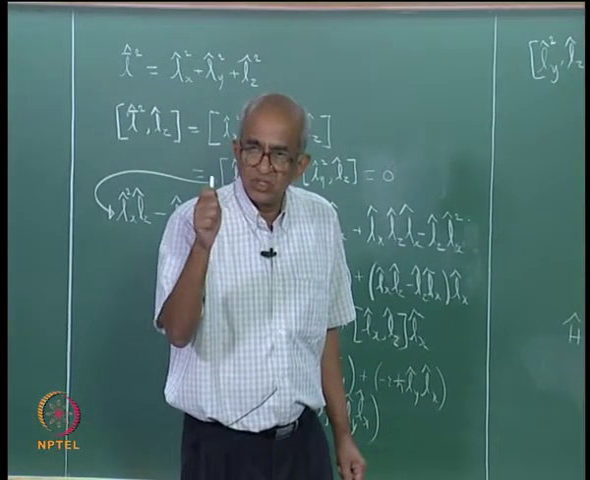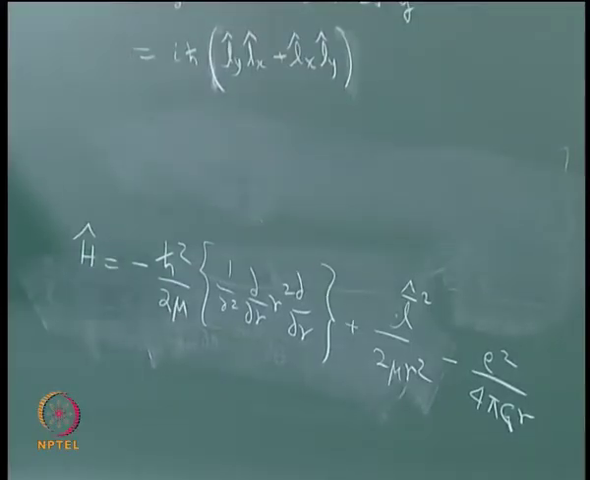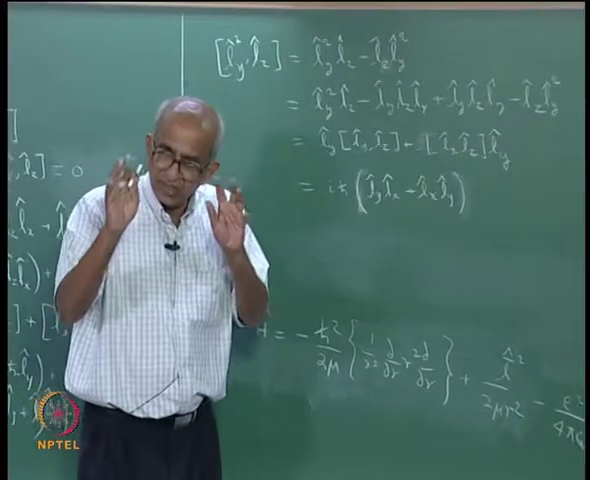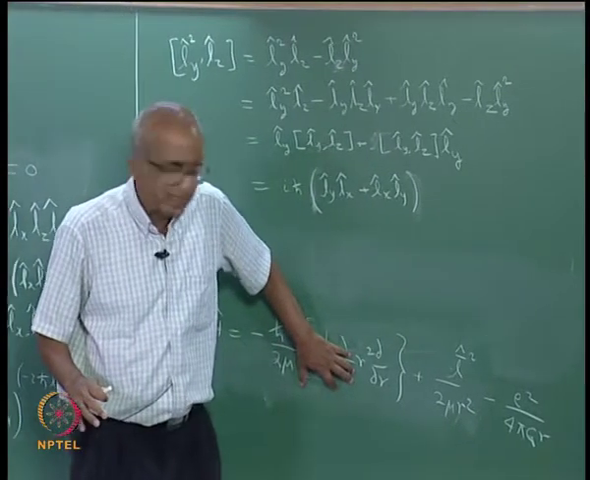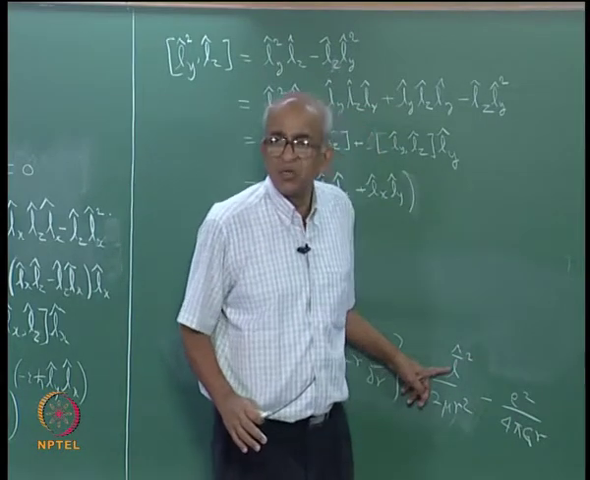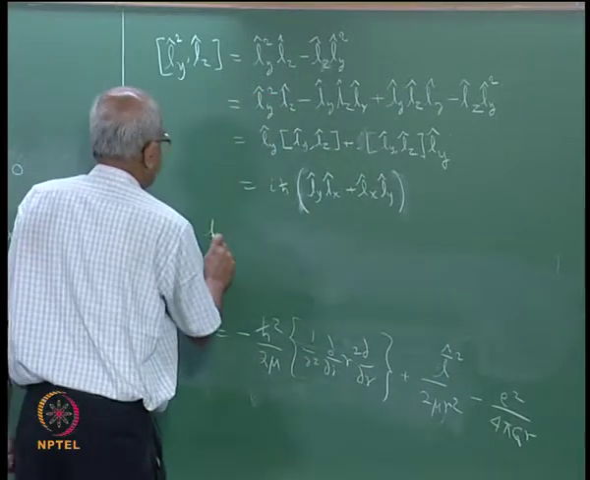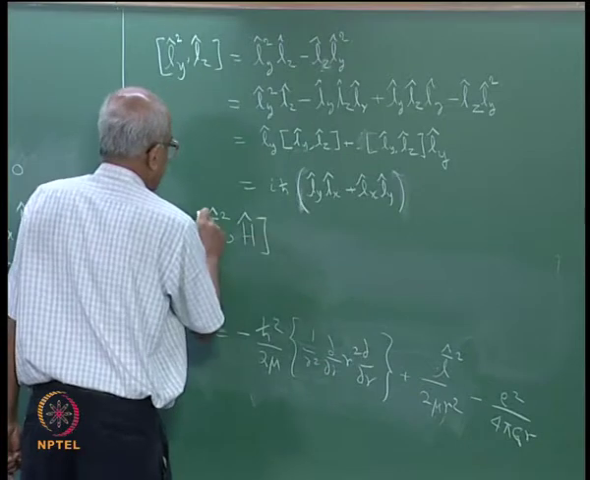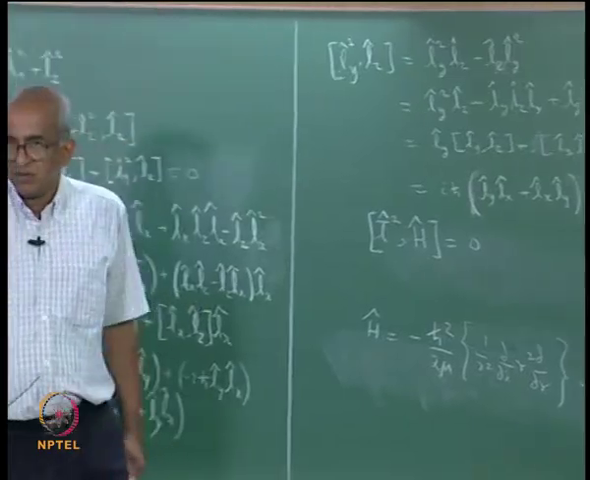So suppose I asked you what is the commutator of H with L square. L square has only angles in it, right. So L square is going to definitely commute with this part, because this has no angle in it. It is also going to commute with that, and L square will certainly commute with L square. So therefore, what is the conclusion that I have? L square actually commutes with my Hamiltonian, right.